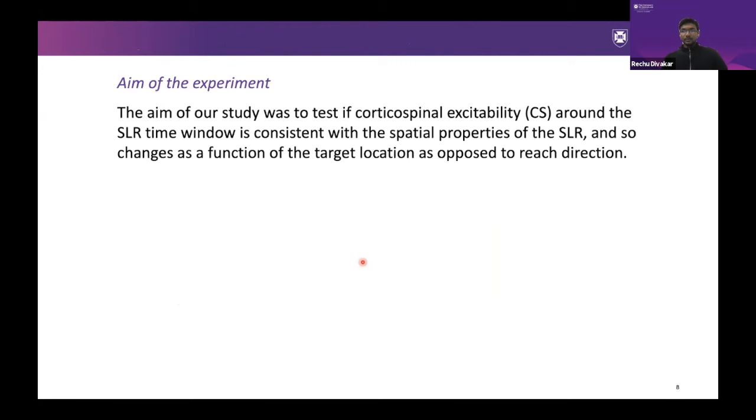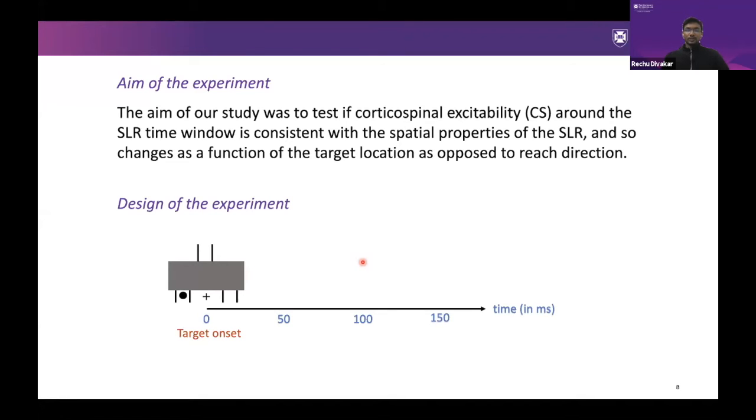So the aim of this experiment was to test if corticospinal excitability around the short latency response time window is consistent with the spatial properties of the SLR, which would mean that it changes as a function of the target location as opposed to the reach direction.